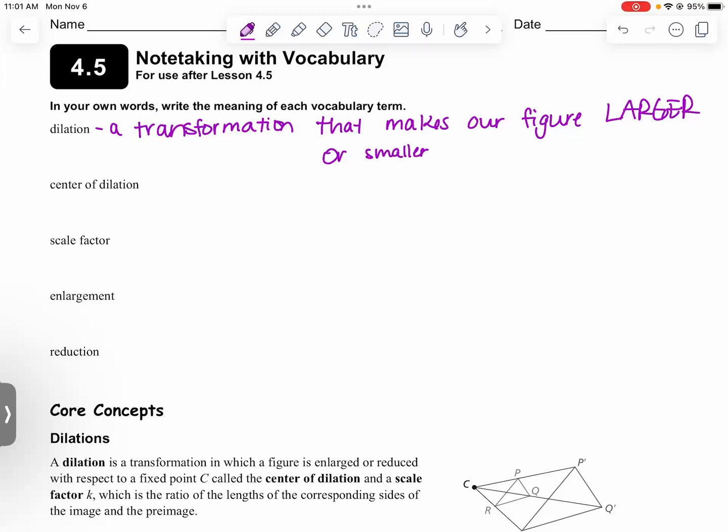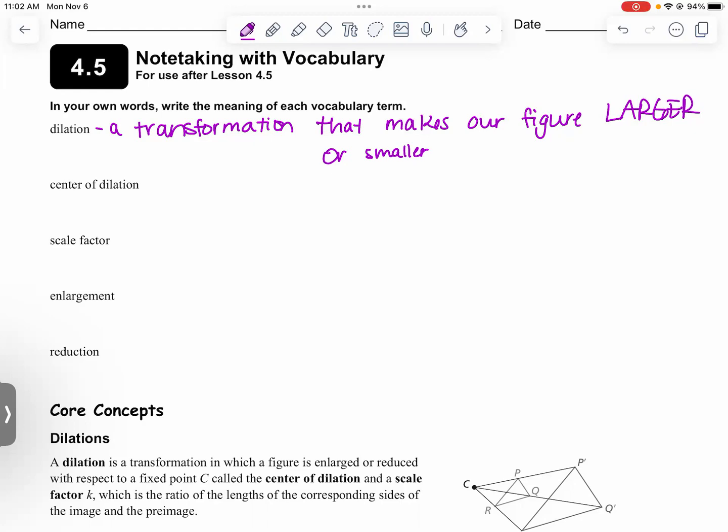Anyway, we are going to take a shape and stretch it to make it bigger or shrink it to make it smaller. But what's going to happen? It's still going to be the same shape, so it's going to be a similar figure. So we're going to have an enlargement or a reduction.